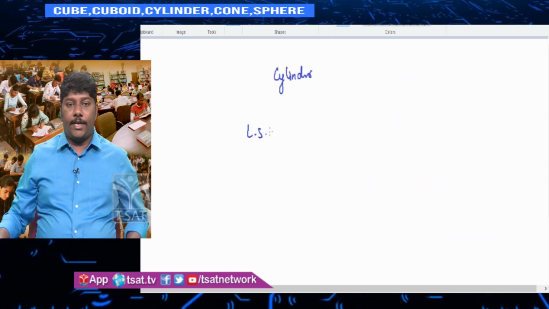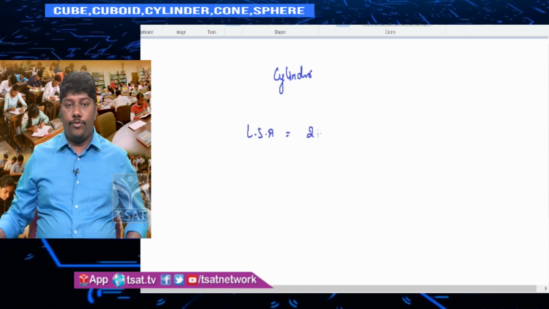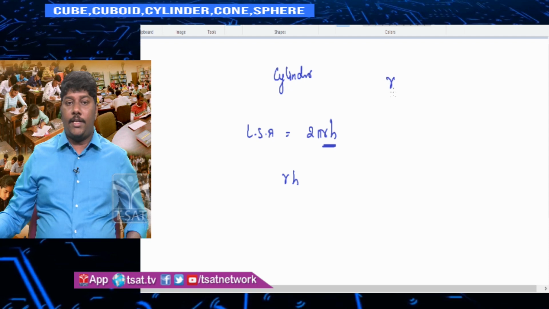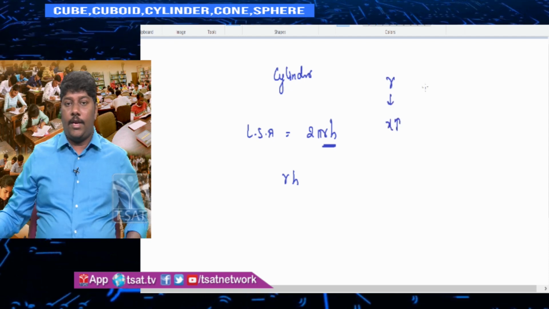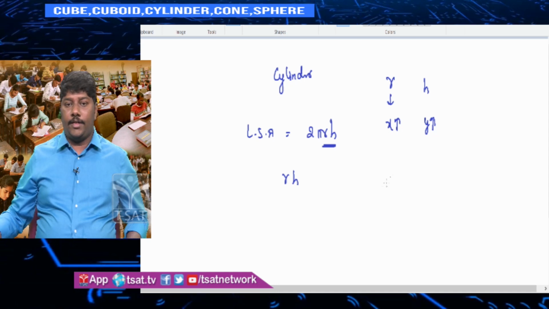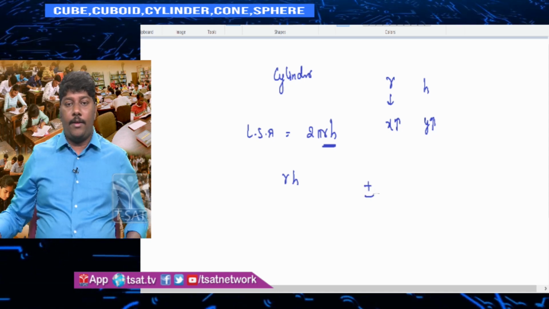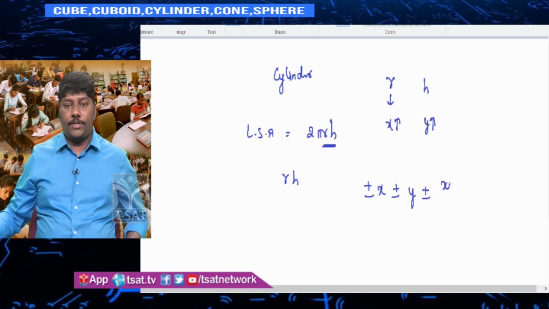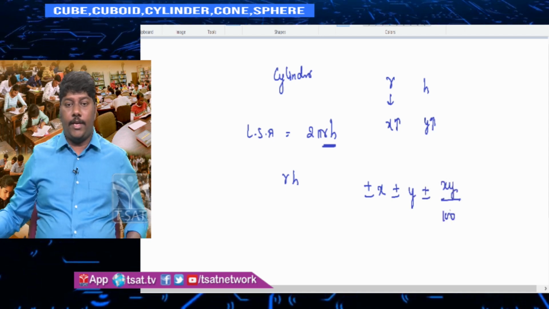The lateral surface area is 2 pi r h. The variables are r and h. So r is increased by x percent, h is increased by y percent, then what happens to the area? It is x plus y plus xy by 100. Like this you have to take the variables.